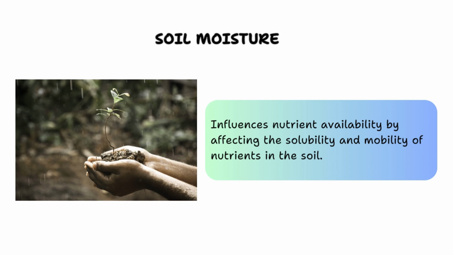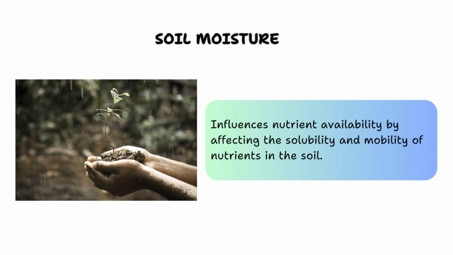Adequate soil moisture is necessary to dissolve nutrients in the soil solution, making them accessible to plant roots for uptake. Soil moisture affects nutrient diffusion and movement within the soil, facilitating nutrient transport to root surfaces. Optimal soil moisture levels also support root growth and activity, enabling plants to efficiently access nutrients dispersed throughout the soil profile. Waterlogged or drought-stressed soils can impede nutrient uptake by plants, leading to nutrient deficiencies and impaired growth.